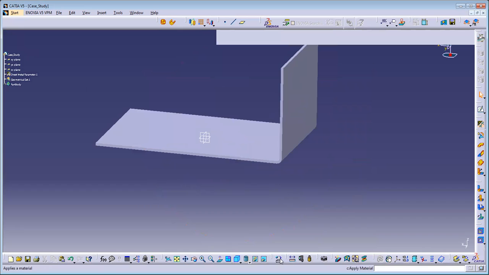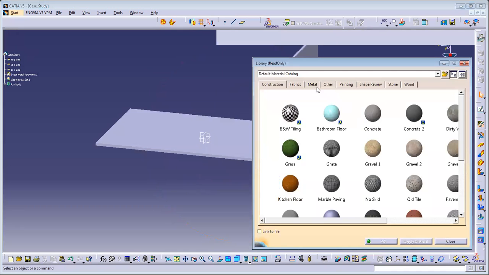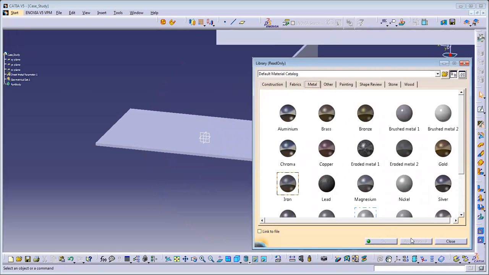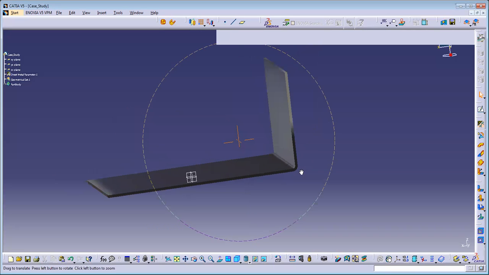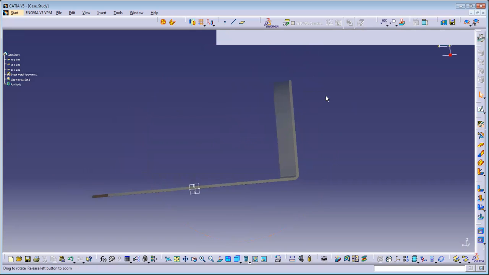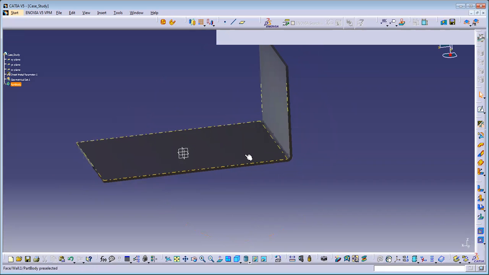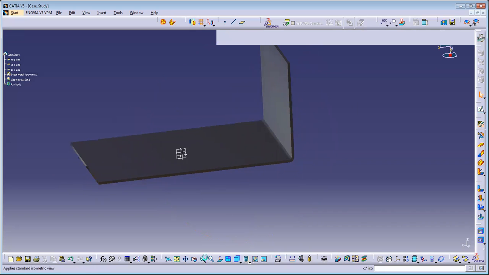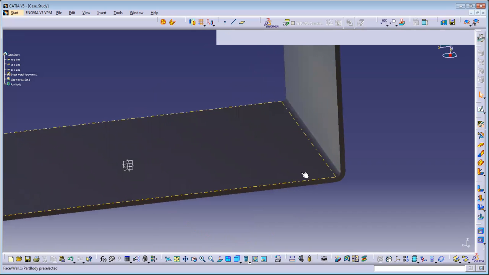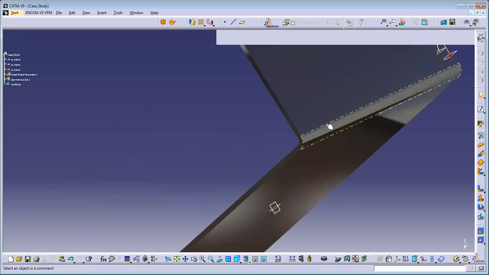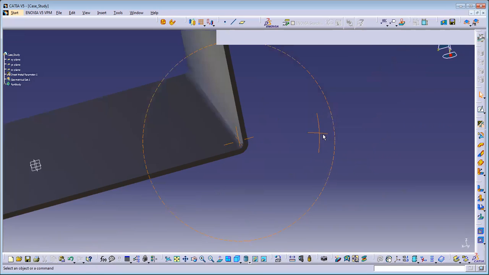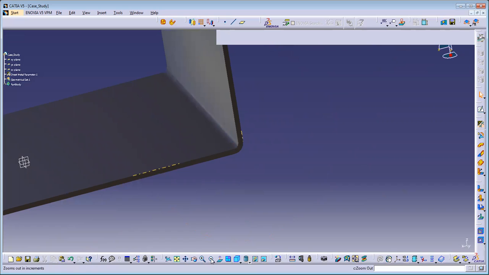And we are using iron as a material for this. So this is now an iron sheet. You can clearly see that there is a bend. This is a bend, and this is the outer radius, and this is the inner radius.